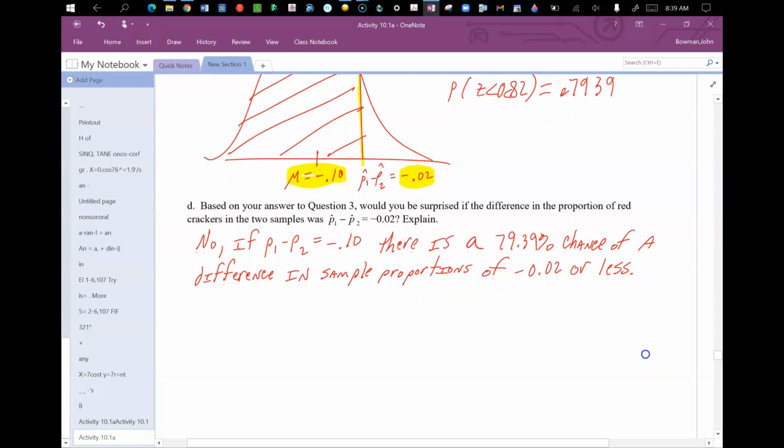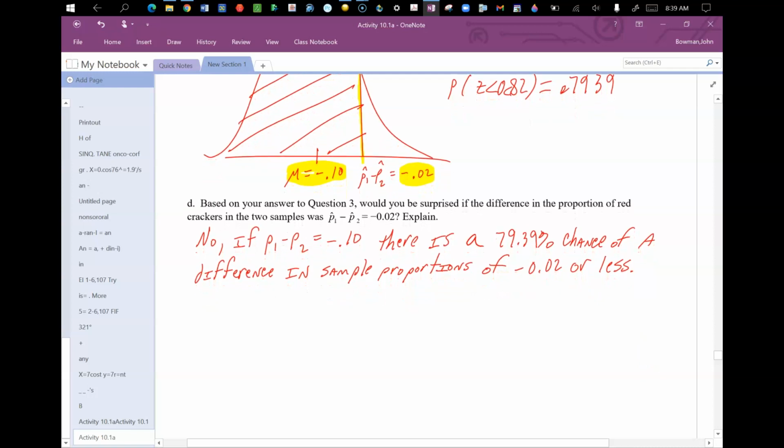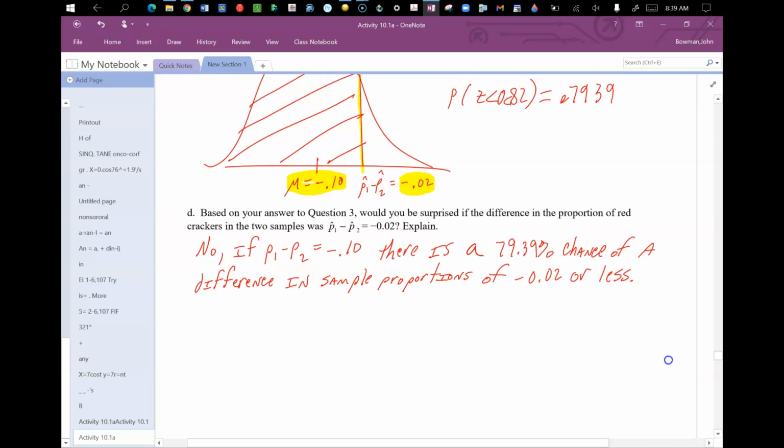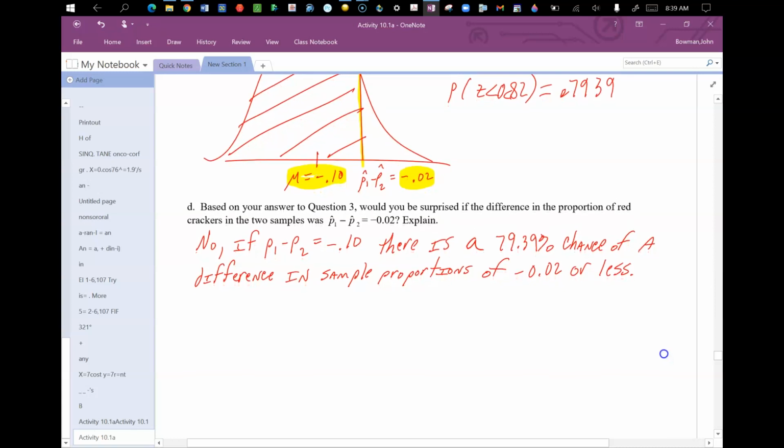Based on the answer to that, would you be surprised if the difference in the proportion of red crackers in the two samples, p1 hat minus p2 hat, is equal to negative 0.02? No. If the difference is really negative 0.10, there's about an 80% chance of a difference in the sample proportions of negative 0.02 or less.